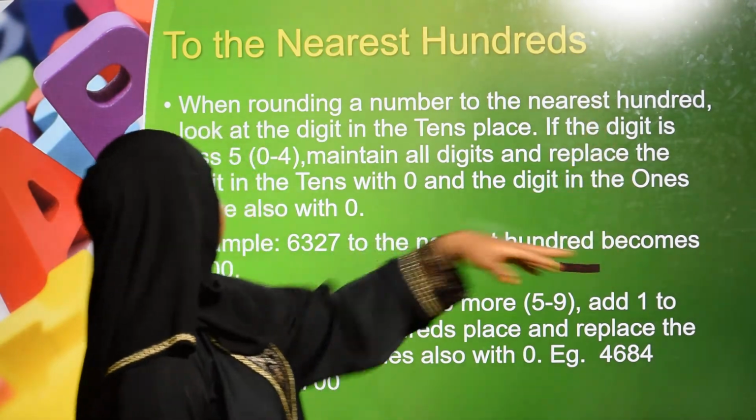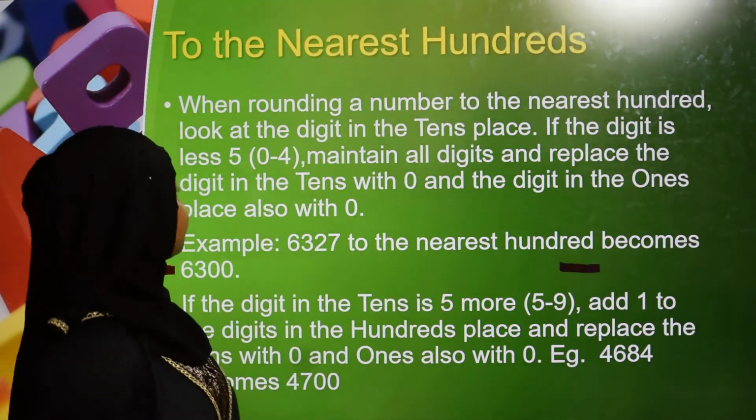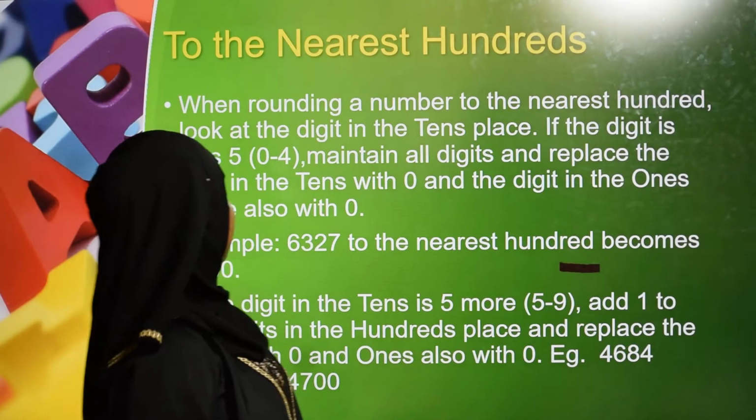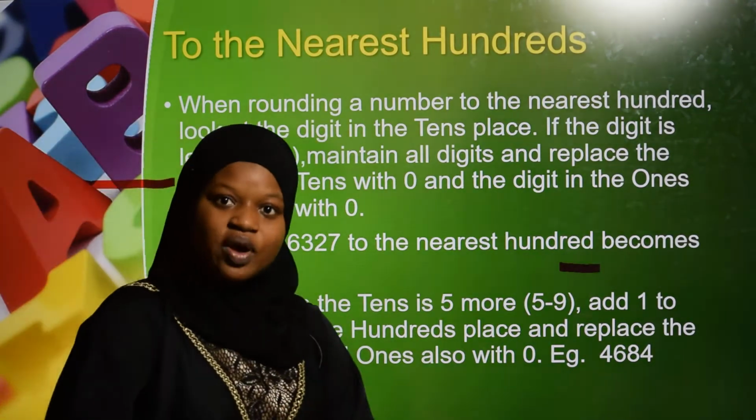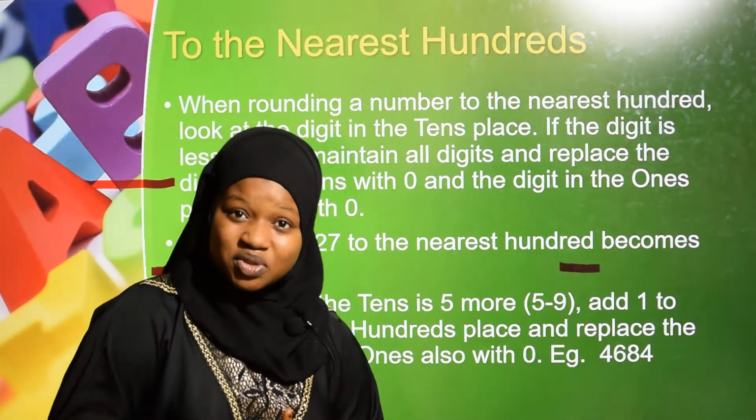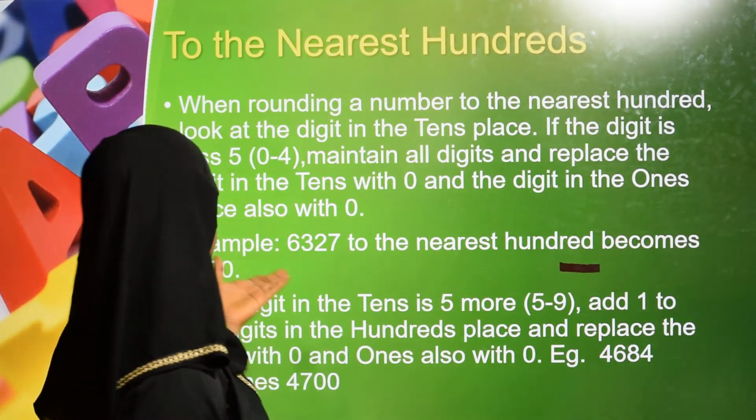Okay. If the digit is less than 5, meaning 0 to 4, maintain all digits and replace the digit in the tens with 0 and also the digit in the ones with 0. So I have an example here.